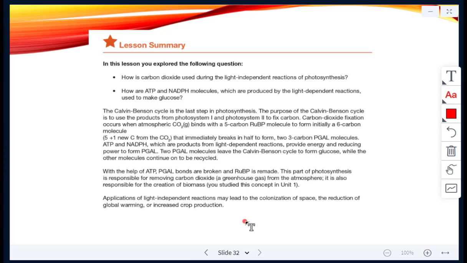All right, so in summary then, the Calvin-Benson cycle is the last step in photosynthesis, and it is necessary because it uses the products from photosystem 1 and 2 to fix carbon. So atmospheric carbon dioxide gas binds with that RuBP molecule to form that 6-carbon molecule, which is very unstable. It'll form the 2 3-carbon PGAL molecules. Then ATP and NADPH provide the energy and reducing power to form PGAL. They will then leave the Calvin-Benson cycle to form glucose. The other molecules will continue to be recycled.